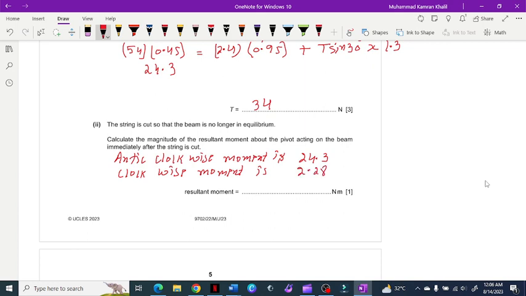Now we will subtract these two values. 24.3 minus 2.28, we will get 22.02, but for 2 SF, the answer will be 22 Newton meter. Always remember, write down the answer in the least significant figure, which in the majority of cases is 2 SF.